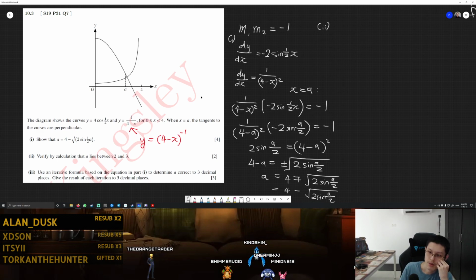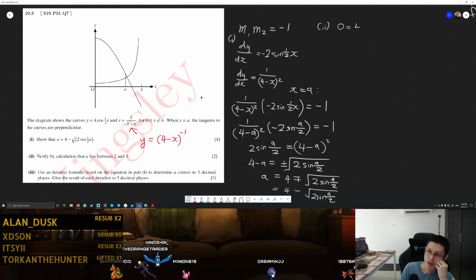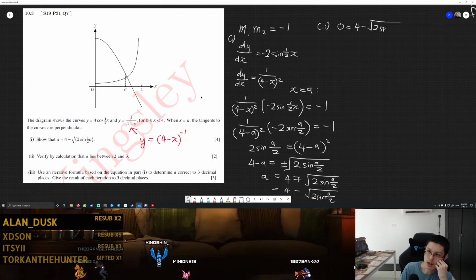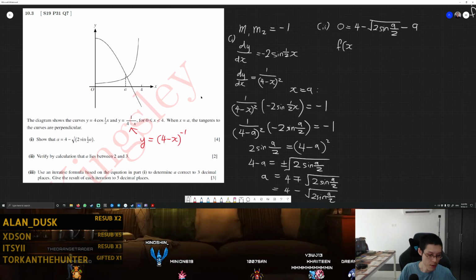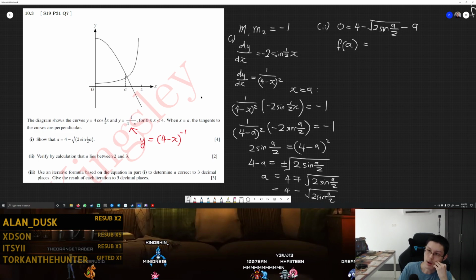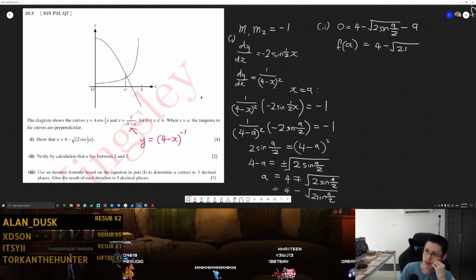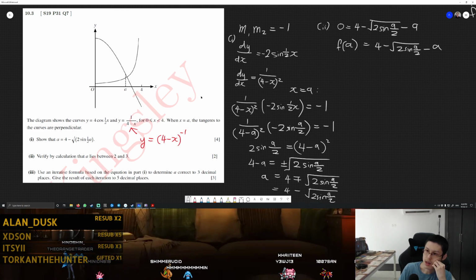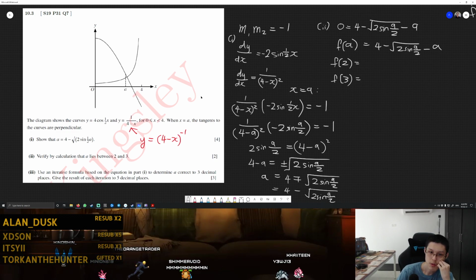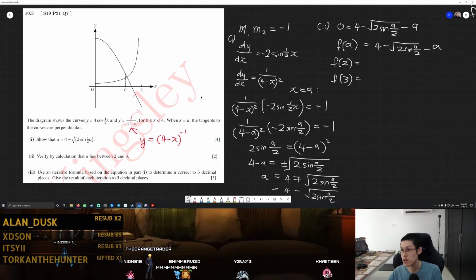Okay, so how do we do that? First, what we're going to do is we have to make the whole thing equal to 0. So we have 0 equals 4 minus square root of 2 sine a over 2 minus a. And then we're going to replace the 0 with f(a), not x, because our unknown is a. Okay, and now we're going to substitute in 2 and see what we get. Substitute in 3 and see what we get. Hopefully we have a sign change, because that's what we're looking for.